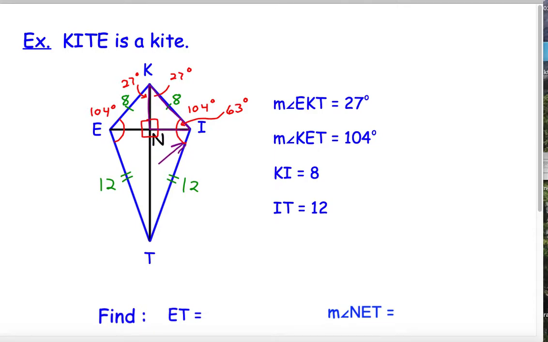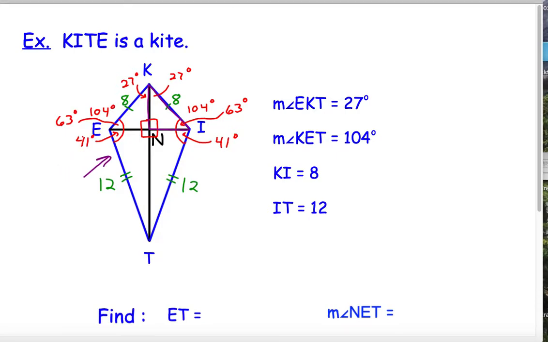And if the whole thing is 104, then I can figure out this other part of the 104 angle by subtracting 63 from that, and that'll give me the other part. So let me do that. So 63 from 104 gives me 41. And so likewise, it's the same over here. This one's 41, and this one's 63.